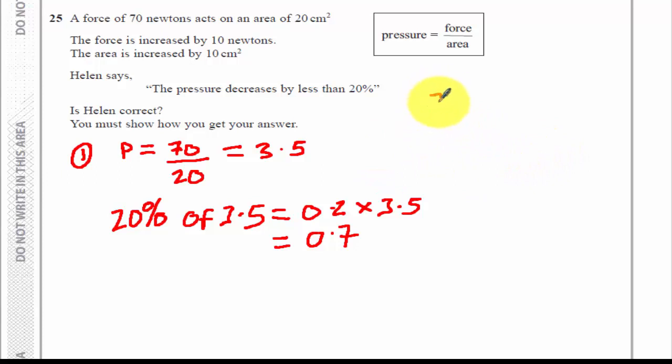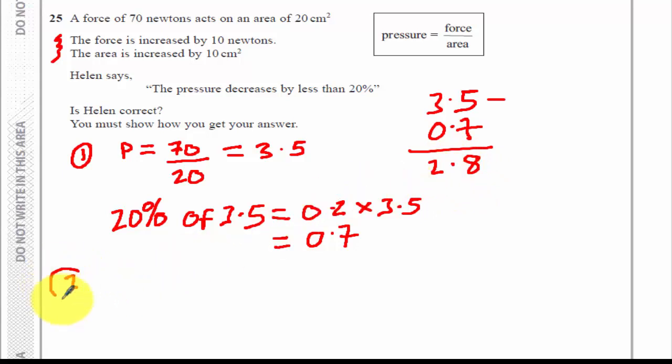So to put it another way, 3.5 take 0.7 is 2.8. If this second pressure here is between 2.8 and 3.5, Helen is correct. If it decreases by more than 0.7, by more than 20%, if it's below 2.8, then she is wrong.